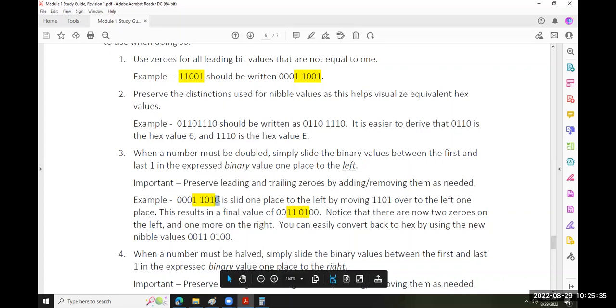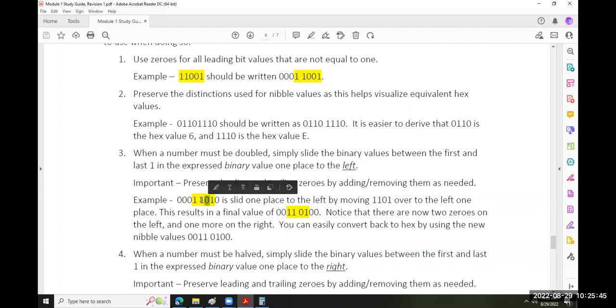The 1's place has a 0, so I don't have any 1s. The 2's place, I have a 1, so I have a 2. That's 6. The 4 is empty. The 8 is there, so 2 and 8 is 10. This place is the 16's place.